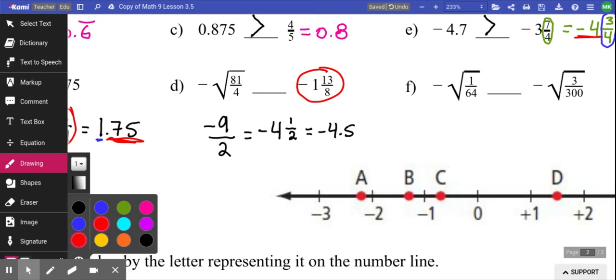If I take the other one, I have 8 goes into 13 once, so I have negative 2 instead of negative 1 out front. And I would be left with 5 over 8. I don't even need to convert this anymore because I can just look at the big number. I have negative 4 point something, negative 2 point something. Negative 4 is definitely going to be smaller. So that means my arrow would go like that.